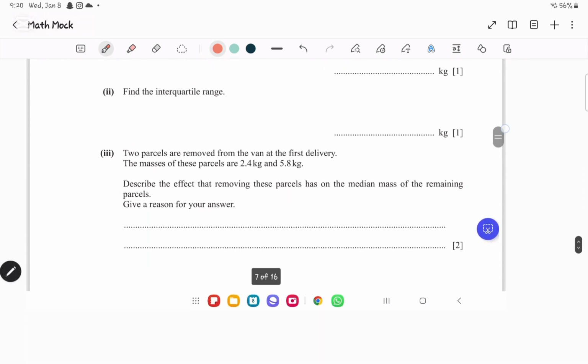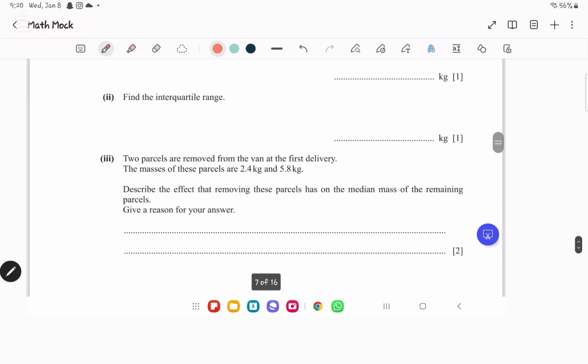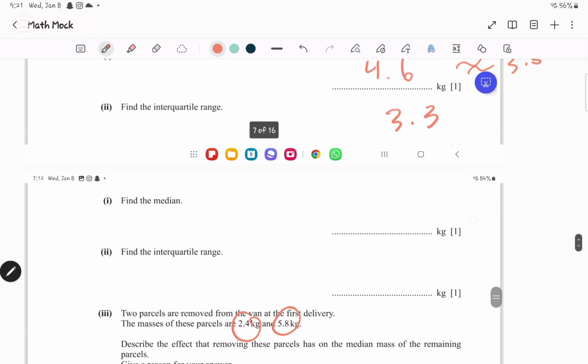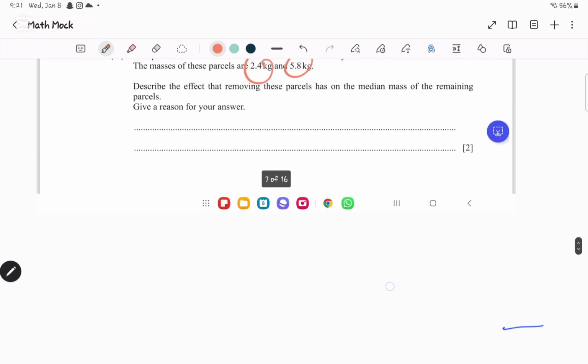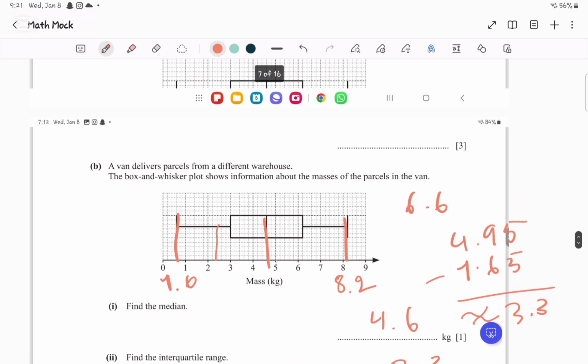Part 3: 2 parcels are removed from the van at the first delivery, 2.4 kg and 5.8 kg. Describe the effect that removing these parcels has on the median mass of the remaining parcels. Now the 2.4 kg is over here, and the other one, which was 5.8 kg, is over here. It's not going to affect the median, to be honest, because the median is over here. So these two are not going to affect the median.